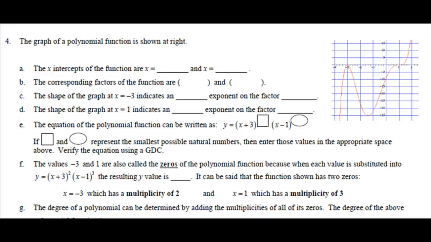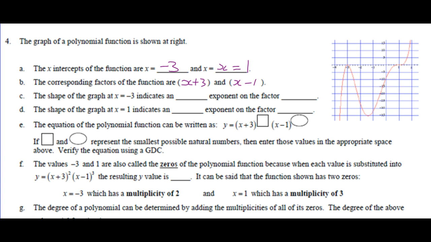The graph of a polynomial function is shown. What are the x-intercepts of this graph? So where does it intersect the x-axis? x equals -3 and x equals 1. So what are the factors that correspond to that? What's a factor that corresponds to x equals -3? x plus 3, right? And what's a factor that corresponds to x equals 1?